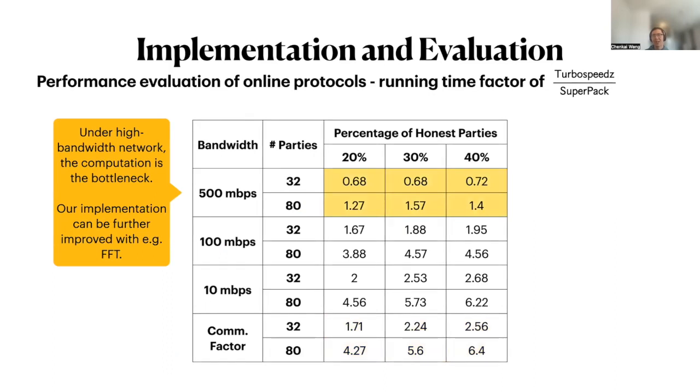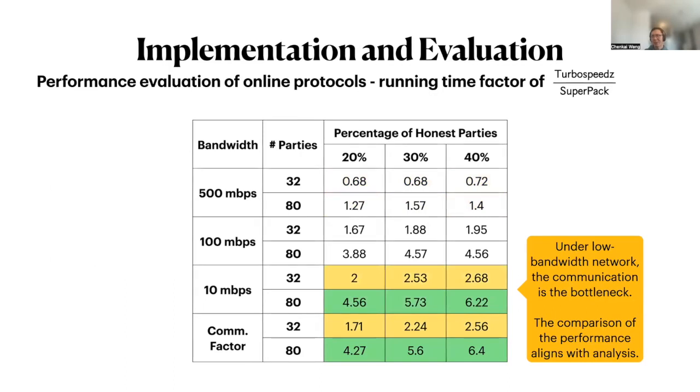Under the high bandwidth network, the computation is the bottleneck. And in this case, the SuperPack's advantage on communication is not reflected in the runtime. Also, the SuperPack has larger computation overhead because of the use of packed messages. But our implementation is pretty rudimentary, and it can be further improved with more advanced algorithms like FFT.